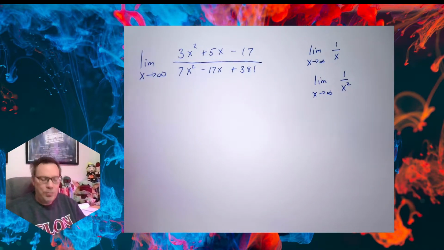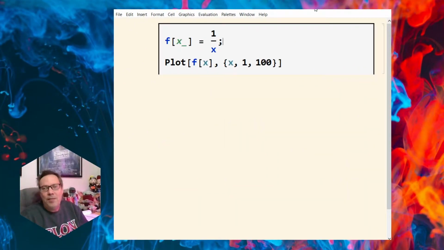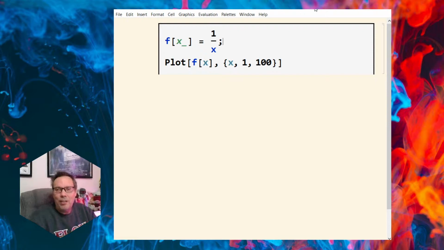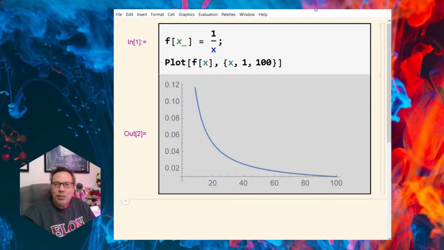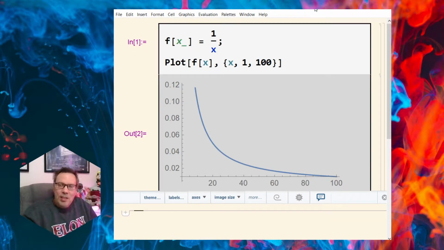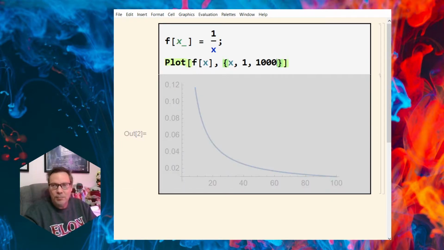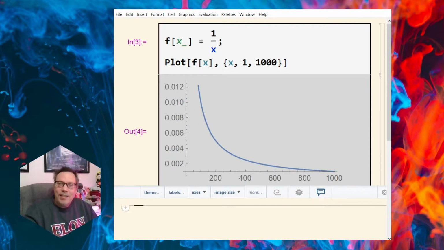So in order to do this, I want to show you some graphs. What I have here is a Mathematica file, and I haven't evaluated anything. So I'm going to define f of x to be 1 over x, and I'm going to plot this function. When I do this, I hope you see that as we move to the right with our x values, the y values are getting smaller and smaller. In fact, when I plug in 1 over 100, I get 0.01. If I make this number even bigger, what you're going to see is these numbers on the left-hand side, they're going to get smaller and smaller.